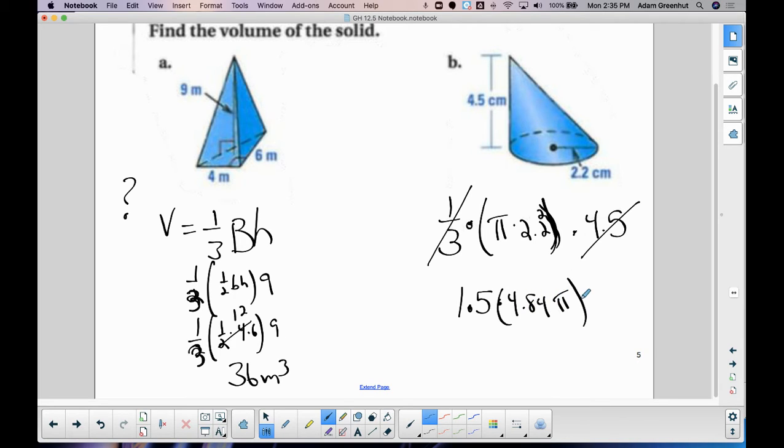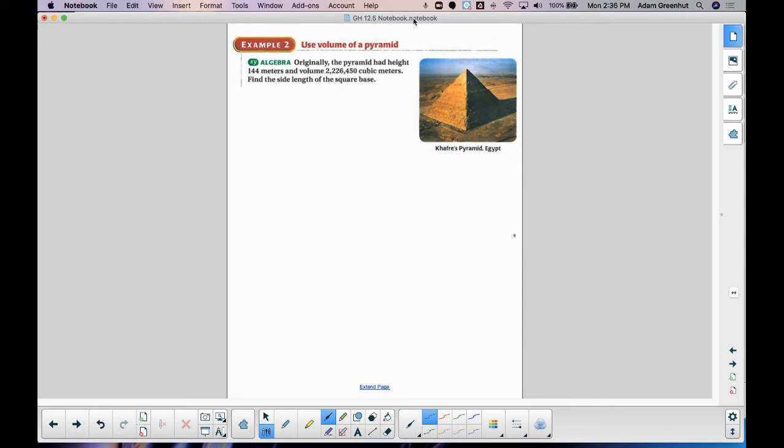4.84 pi. And if I multiply that by 1.5, I get 7.26 pi cubic centimeters. This would be exact. And then if I asked you to round, of course, you can make the pi into 3.14 and get about 22.8, approximately 22.8 cubic centimeters. So hopefully you're getting the idea. Let's see what else we got.